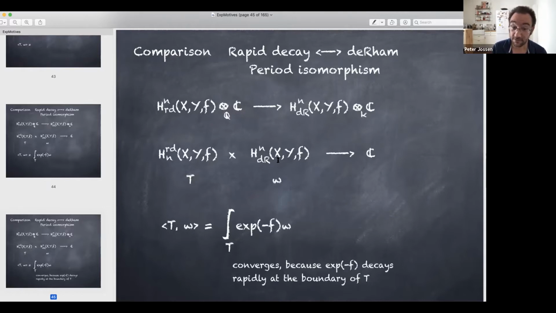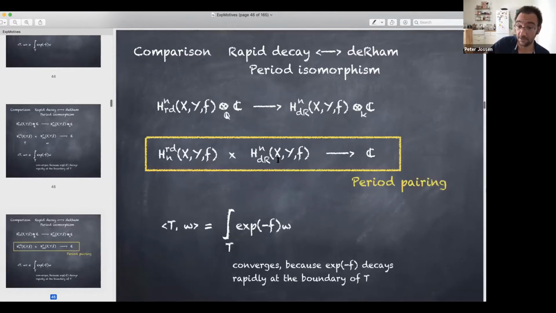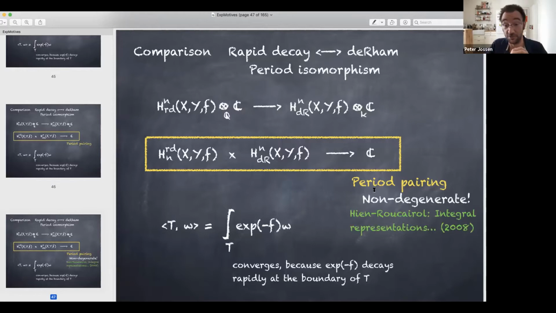So the fact that T is a rapid decay cycle means that exponential minus f in this integral decays rapidly, and that's where the name comes from. And so that makes the integral well defined. It gives you an absolutely converging improper integral, and this is how we make our pairing up here. The pairing is called the period pairing, and the real hard theorem here is now that this pairing is non-degenerate, and therefore indeed gives you an isomorphism as claimed. So if you want to read about this, other than the book, I will stop now making publicity for it, there is an article by Marco Hien and Claude Sabbah in 2008. You just Google integral representations and you will find it.